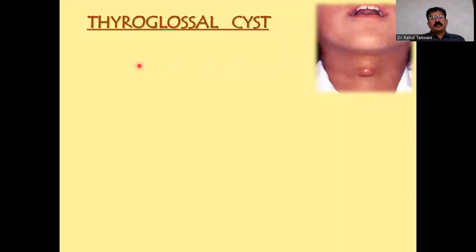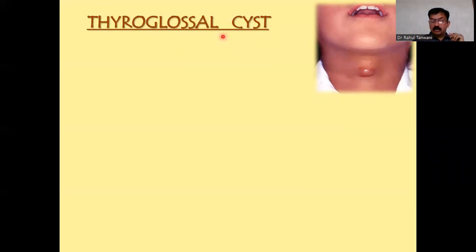So today's lecture topic is thyroglossal cyst. It's a midline neck swelling, and as the name states, it has a component of thyro and glossal. So normally people think that it is something arising either from the thyroid gland or from the tongue, which is partly, I would say, not absolutely correct. Thyroglossal cyst is a different term. It's a different congenital anomaly.